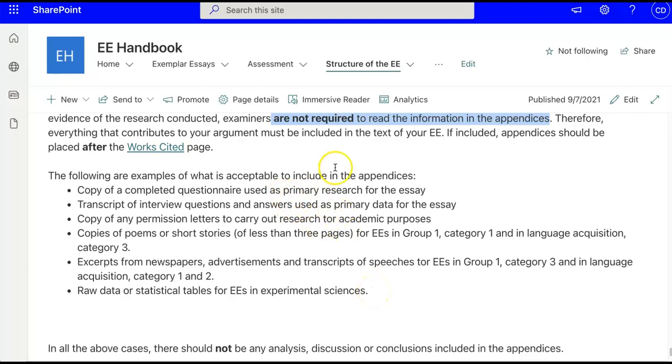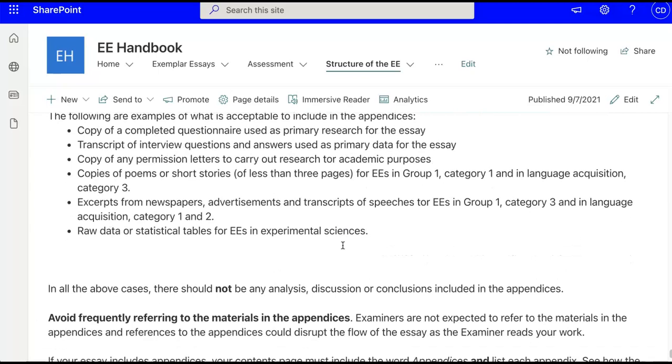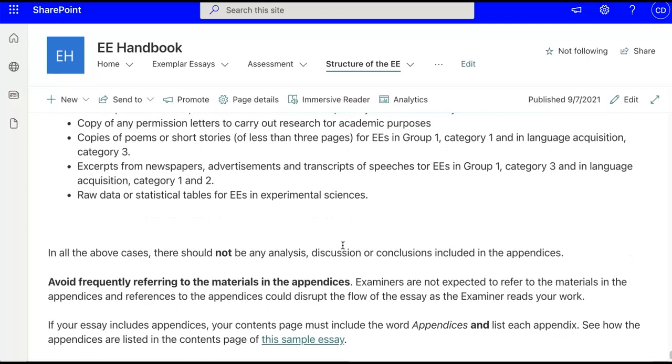Okay, so here are some examples of what might be included in an appendix. Please pause the video and read through this list. Now, as I mentioned, anything that's critical to the understanding of your essay should be in the main body, not the appendices. Therefore, there should not be any analysis, discussion, or conclusions in the appendices. Also, avoid frequently referring to the appendices, because that makes it difficult for the examiner to read your essay, because they have to constantly skip back and forth. So if something's in the appendices and you're referring to it a lot, that item should probably be in the main body.